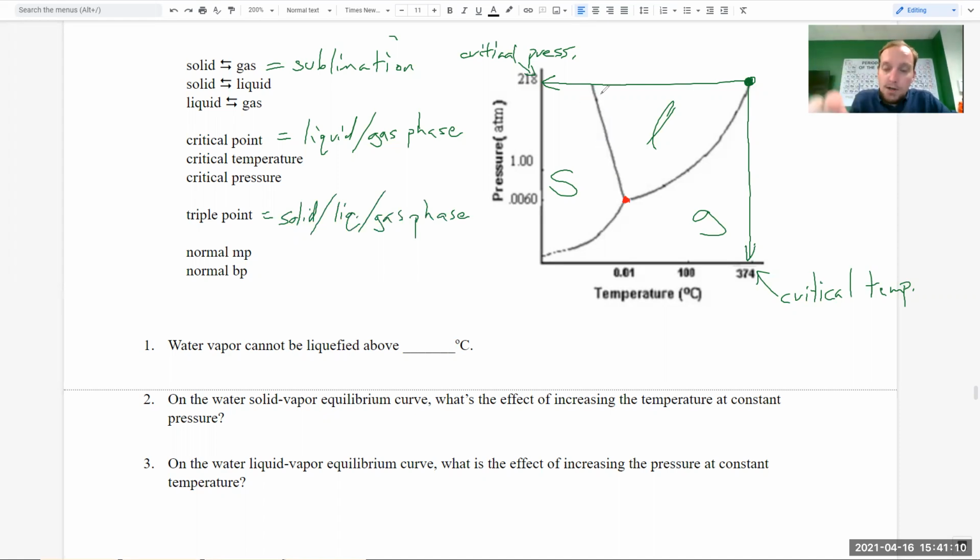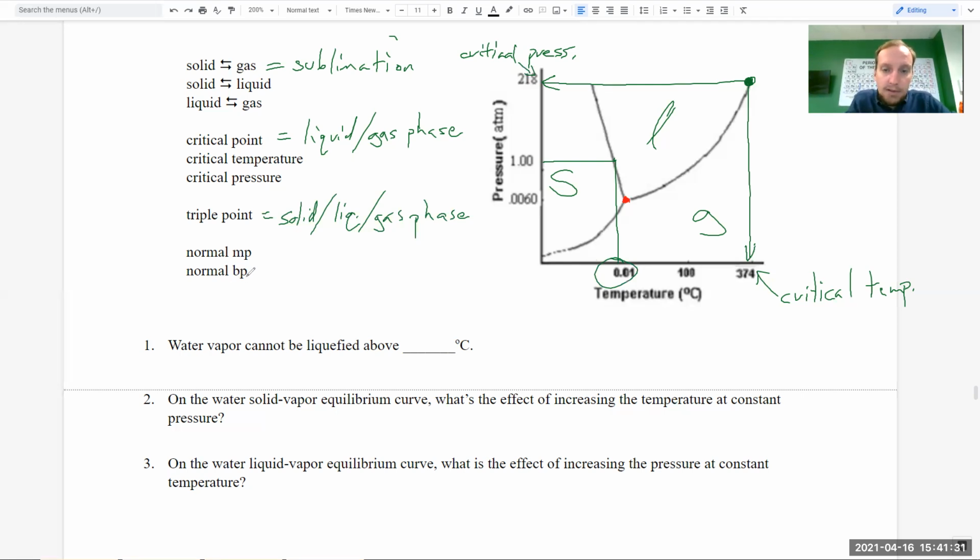So therefore, normal melting point would be when you have 1 atmosphere. 1 atmosphere is right here. I'm going to go over to my melting line. I'm going to go straight down the best I can, and that would be the melting point. In this case, it would be right there. That's the melting point, or the normal melting point, I should say.